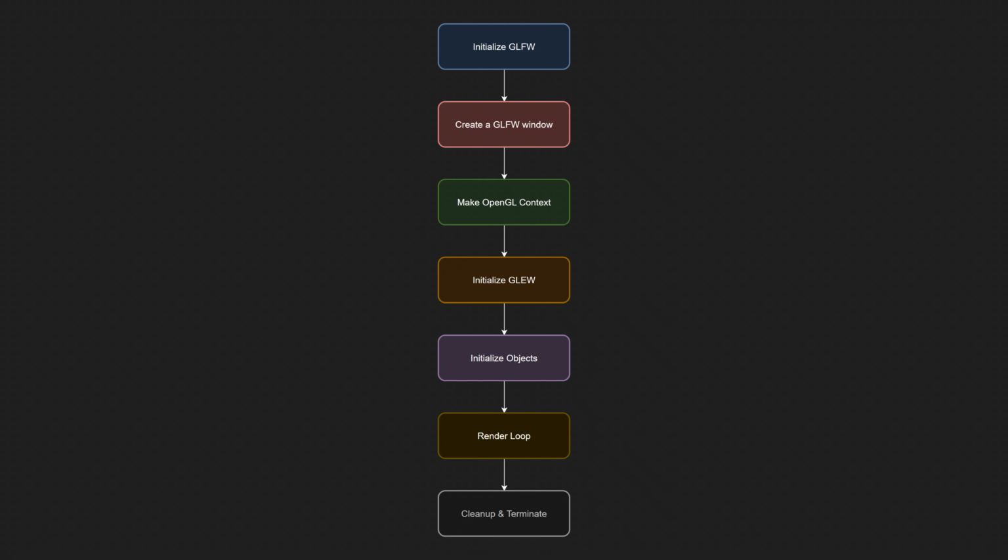First one, initialize GLFW. Second, create a GLFW window. Third, make an OpenGL context. Fourth, initialize GLEW. Fifth, initialize objects that we are going to use. For our first triangle, we won't be doing that. The sixth is the render loop. And the final, seventh one, is we clean up all the objects that we created and then we terminate GLFW.